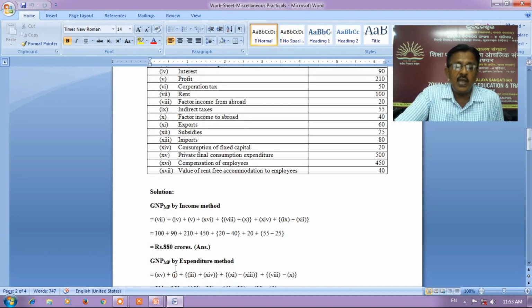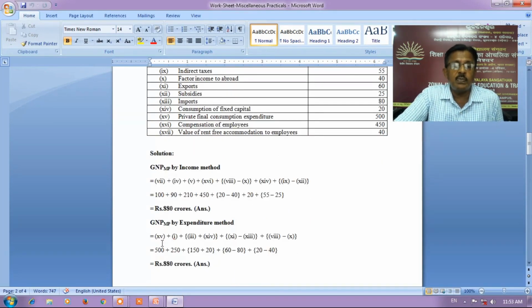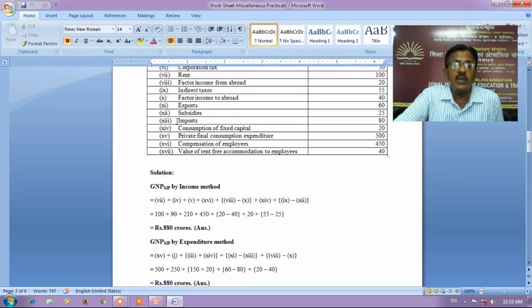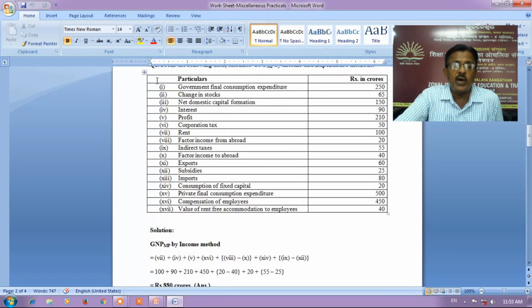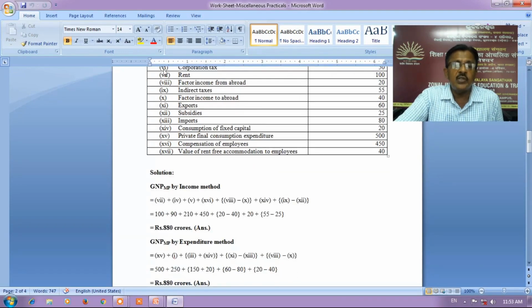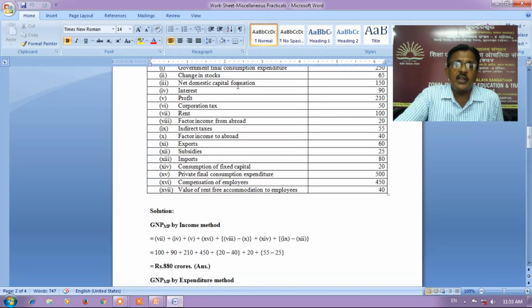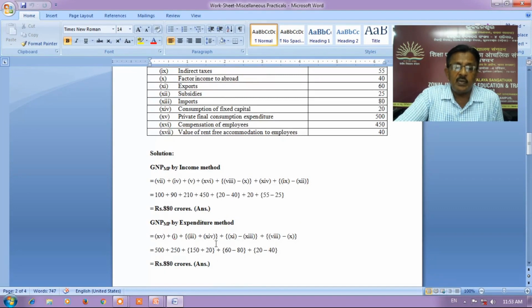Then GNP at market price by expenditure method. So what is item number 15? So you see, item number 15 is private final consumption expenditure. And what is item number 1? Government final consumption expenditure. What is item number 3? Item number 3 is net domestic capital formation. And item number 14. What is item number 14? Consumption of fixed capital. So it will be giving you the gross domestic capital formation.